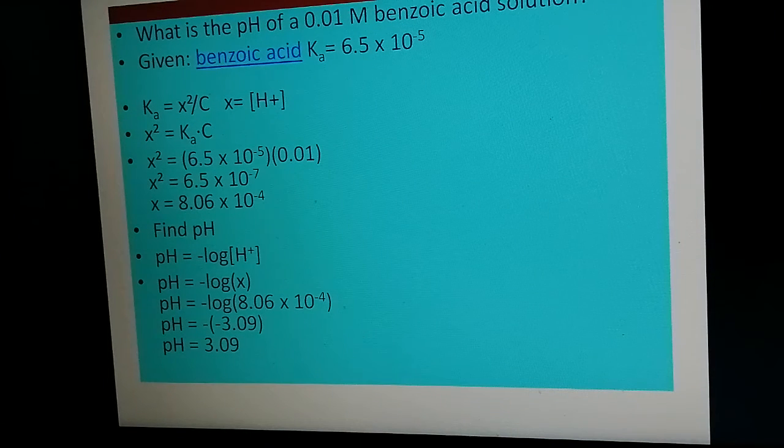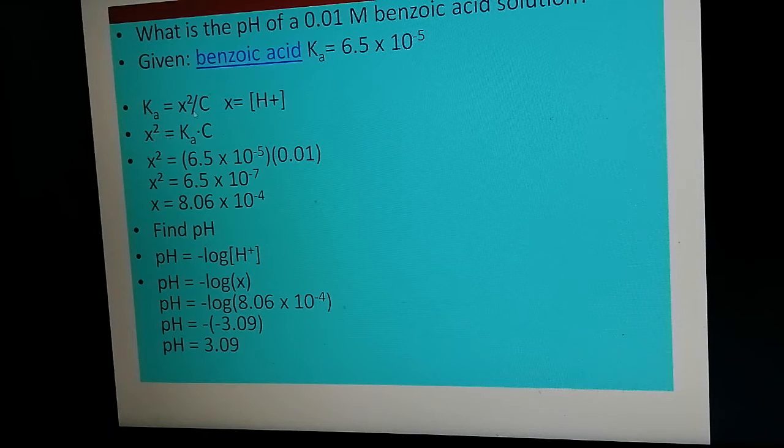Here, we have to find the pH of a 0.01 molar benzoic acid solution, and the Ka value is given as 6.5 into 10 raised to minus 5. Benzoic acid is a weak acid. So here we use the equation Ka is equal to the concentration of H plus squared by C, where X is taken as H plus. So Ka is equal to X squared by C. We are going to find pH, so first we need H plus, which is X. So first we will find X.